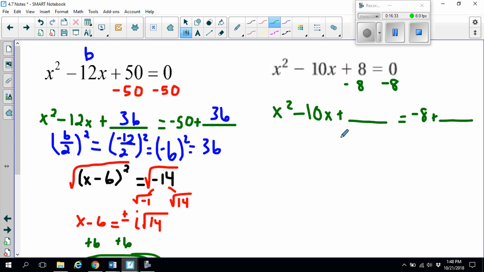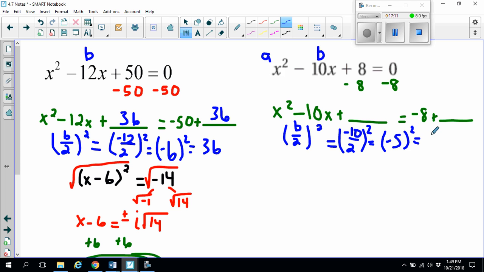Okay, now from here, we need to make the left-hand side a perfect square trinomial. To do that, we need to use the formula b divided by 2 squared. So we look at our quadratic equation. A is in front of the x squared, b is right next to our x. So in this case, our b value is negative 10. So we're going to evaluate negative 10 divided by 2 and then square that. So we get negative 5, and then we're going to square that, which should give us 25.